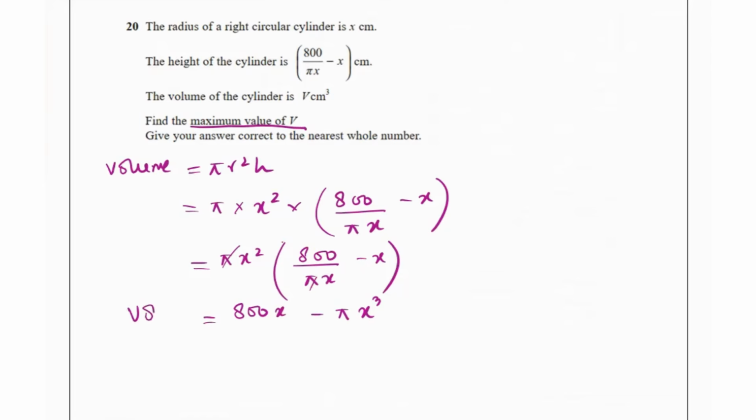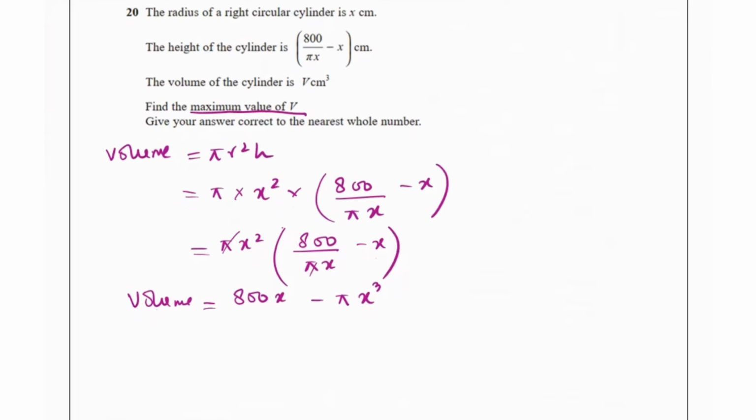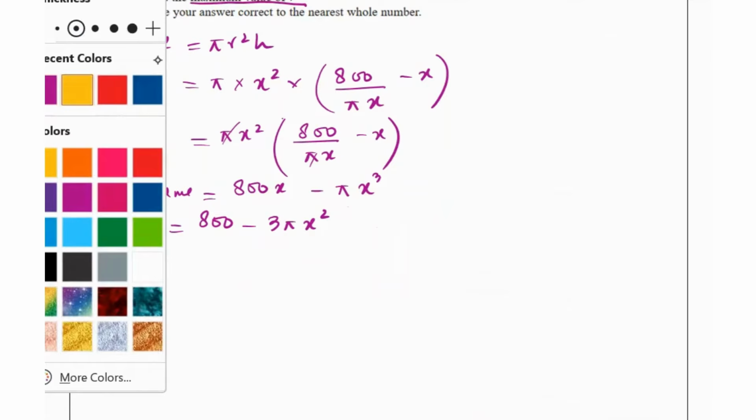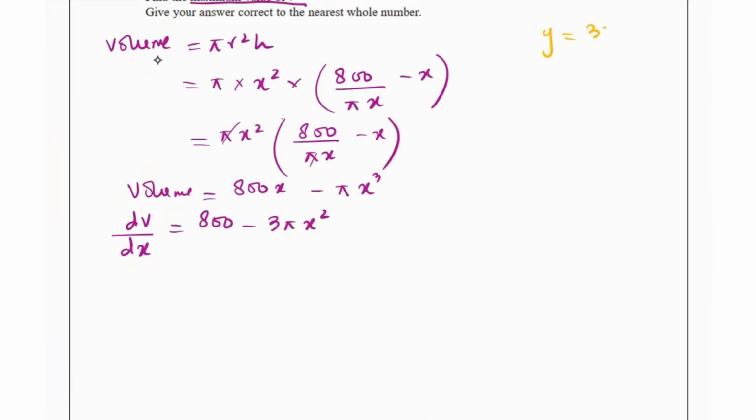This is our volume. To find the maximum value of the volume, we will differentiate this with respect to x. So dv over dx is going to be 800 minus 3 pi x squared. If you're someone who doesn't know how to differentiate, remember, for example, if we have y equals 3x cubed minus 4, that's our equation, let's say.